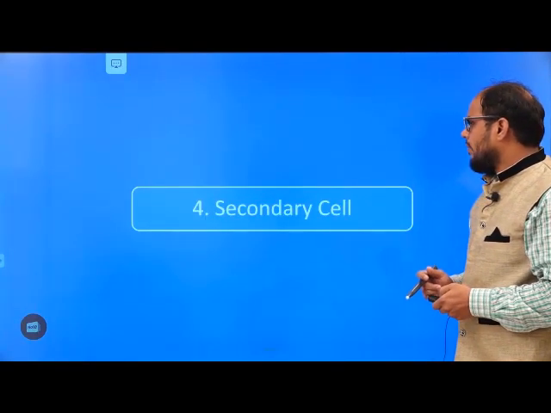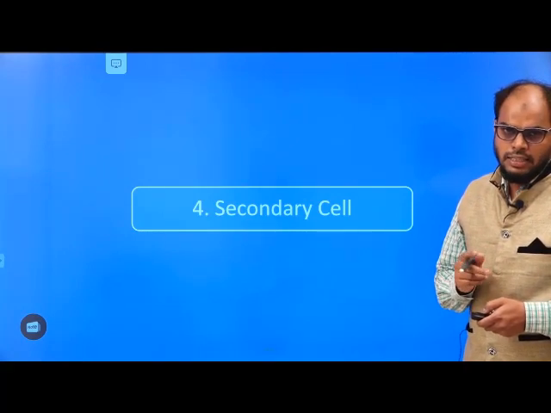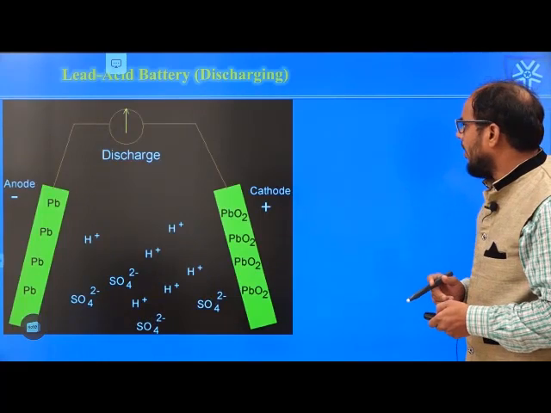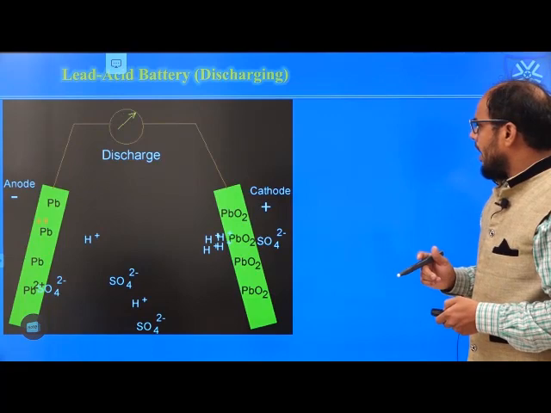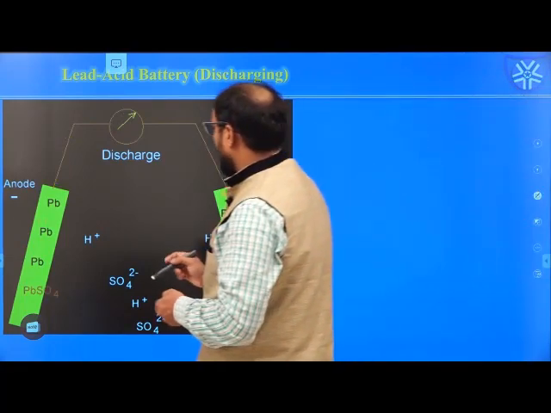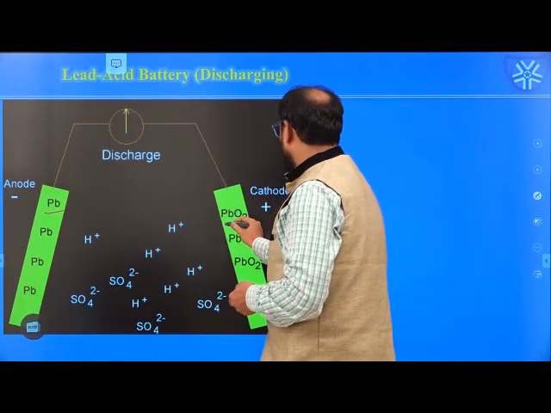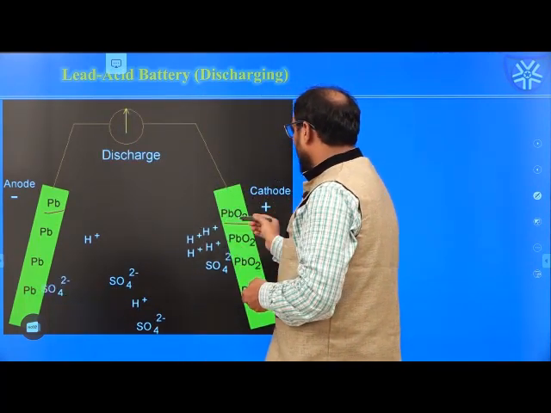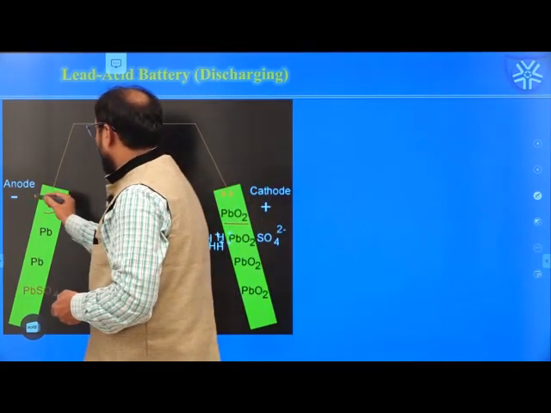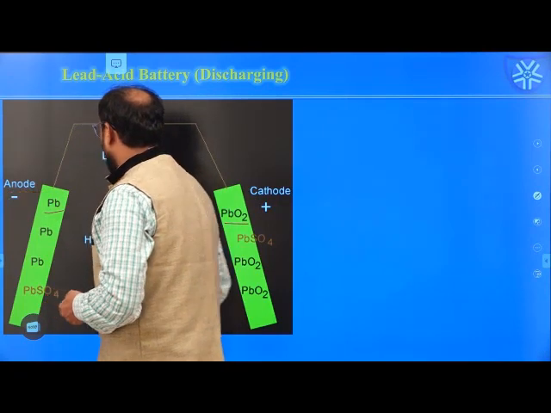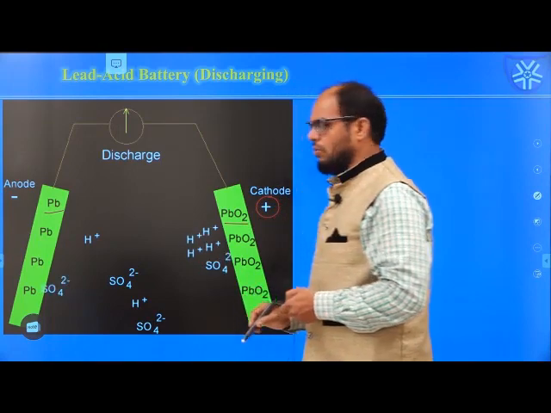Let us go to the secondary cell. In a secondary cell, we have two cycles. One is the discharging cycle, the second one is the charging cycle. Let us try to talk about the lead acid battery. In a lead acid battery, we have two electrodes. The first electrode is Pb, that is lead. The other electrode is PbO2, lead dioxide. Pb acts as the anode, which is negative, and PbO2 acts as the cathode, which is positive.